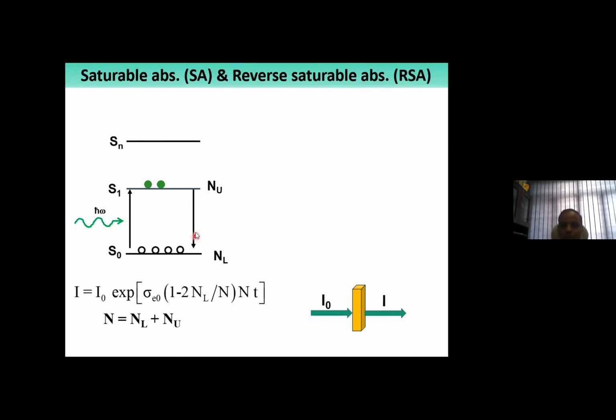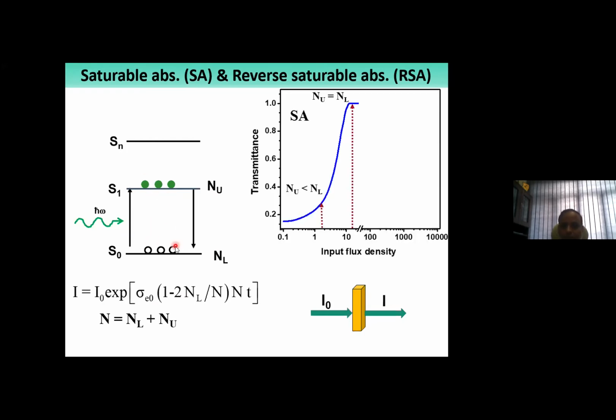where N here is the total population, which is the sum of the ground state and the first excited state. If the process keeps going, what will happen? There is a possibility that we reach a 50-50 population. When you have 50-50 population, the system looks as if it attained transparency, as if nothing is happening, but actually both rates are becoming equal. That's why the populations are becoming equal.